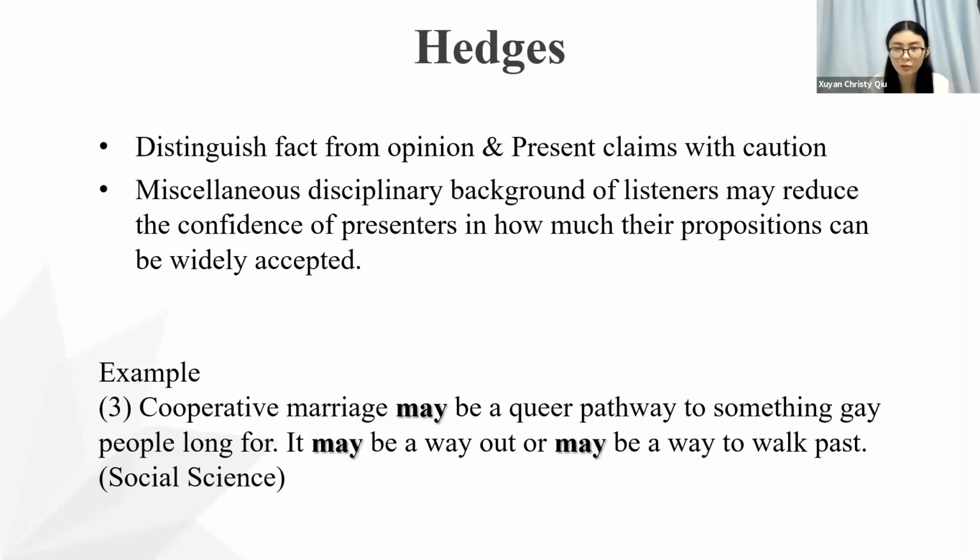So they tended to use more hedges than boosters, like in example 3. The social science student said, "Cooperative marriage may be a queer pathway to something gay people long for. It may be a way out or maybe a way to walk past."